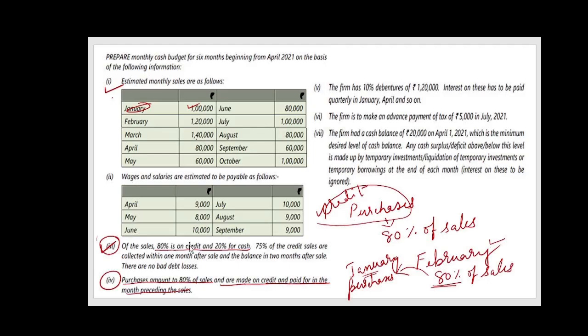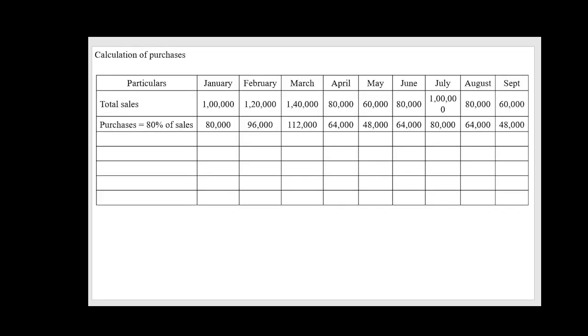Now how is it paid? Purchases amount to 80% of sales and are made on credit and paid for in the month preceding the sales. Okay, so that means February sales will be paid in the month of January. Likewise, March sales 1,12,000 will be paid in the month of February. April's will be paid in the month of March. May's will be paid in the month of April and likewise.